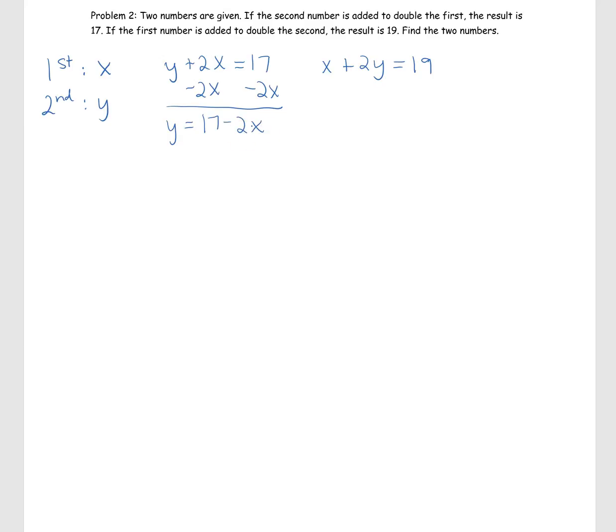So now we have y in terms of x, and we can plug this expression in for y in this equation. So rewriting the second equation here, we have x plus 2, and then plugging in my expression for y, that's 2 times 17 minus 2x, and that equals 19. So now I have an equation that only has one variable, and I can solve for x in this equation.